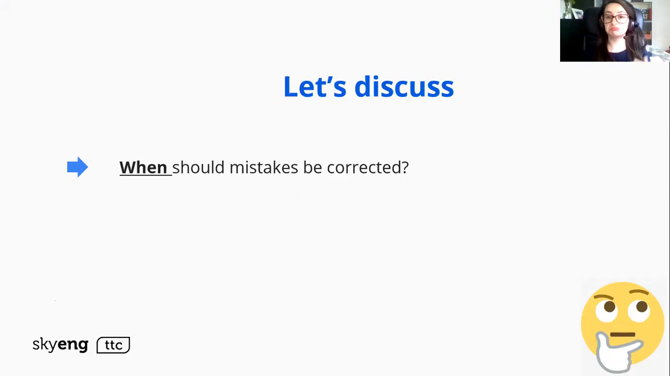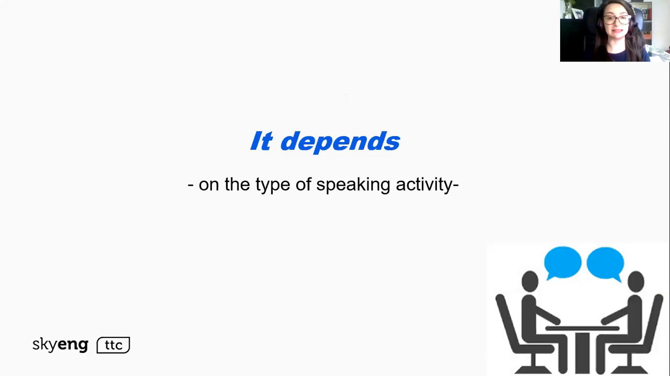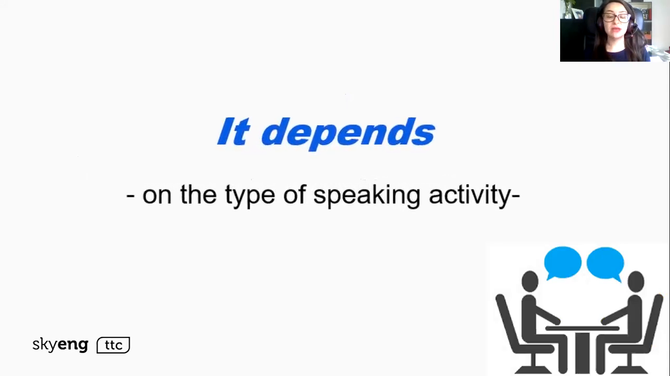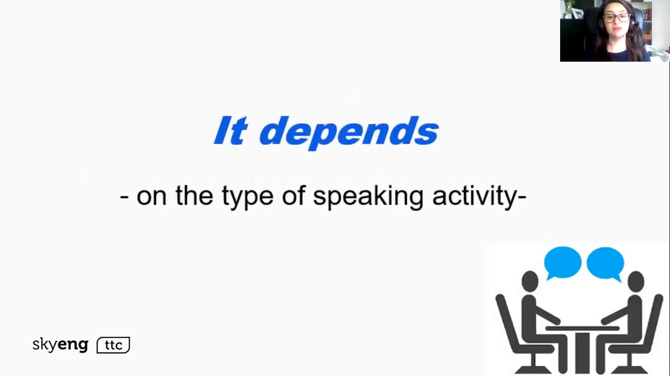Now, another question pops into our minds, and that is when to correct. Can we correct immediately while the student is still speaking, or should we wait until he or she is done speaking? Well, both strategies are fine, but it depends. When we correct mistakes depends on the type of speaking activities. Now that we know that there are several types of speaking activities, let's see which are they.